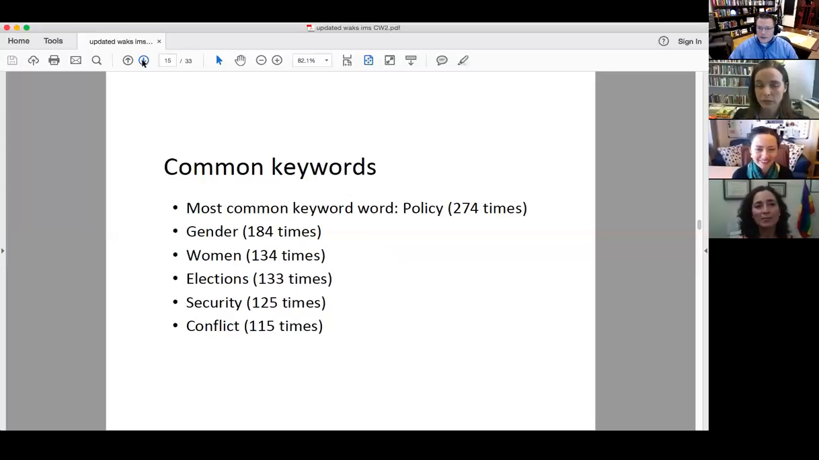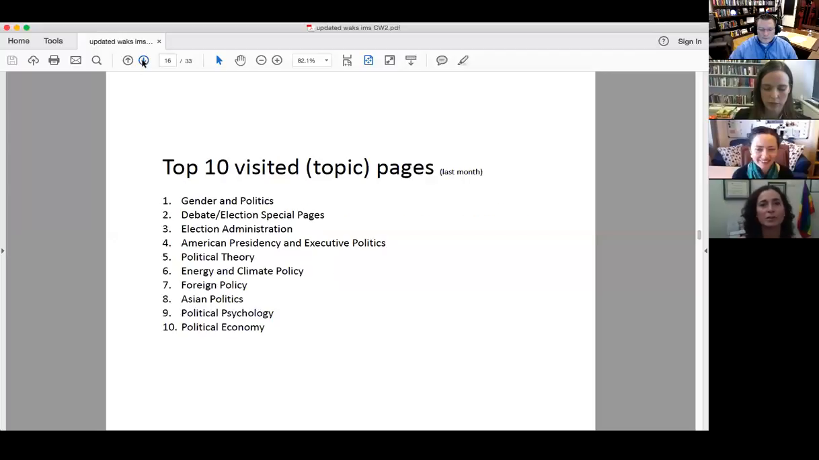Okay, going back to those fabulous slides. As you can see, people often are searching for words that are related to gender and women, although the most common keyword is policy. But it's not all about that. People are searching for experts on security. People are searching for experts on conflict. So again, while our site is kind of maybe overrepresenting women who study gender and politics, and that's what folks are looking for when they come to the site, they're also looking for experts in other areas. So it's a website for political scientists of all sorts.